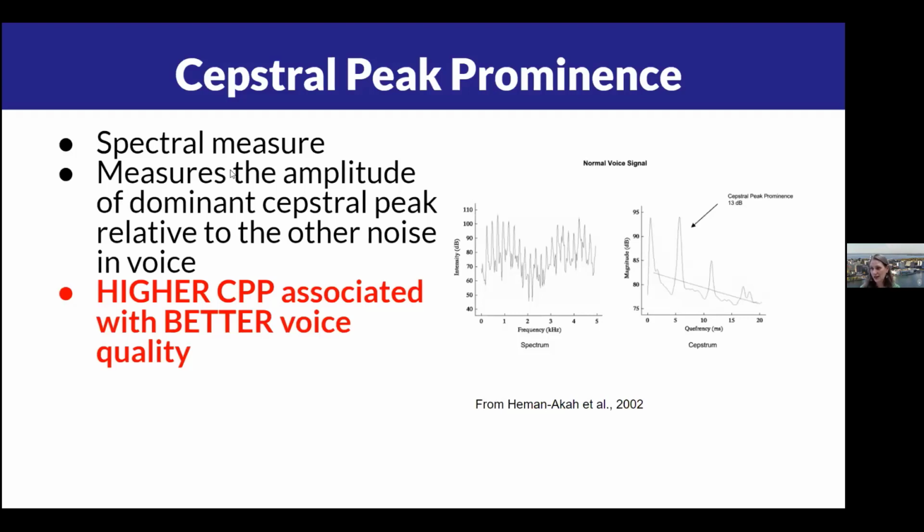The take home from this is, especially if you're reading a voice report from a clinic, or if this is a measure that you want to use, higher cepstral peak prominence is associated with better voice quality or less dysphonic voice quality.